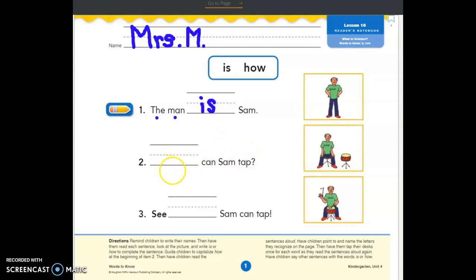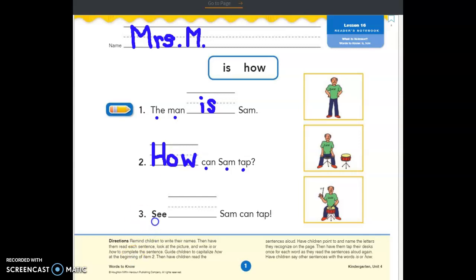Oh, beginning word of the sentence is blank. Blank can Sam tap? Is can Sam tap? How can Sam tap? Right, that makes more sense. How? So it should be a capital H because it is the beginning of a sentence. Capital H. Then we make an O, lowercase w. Because we cannot have capital letters in the middle of words.